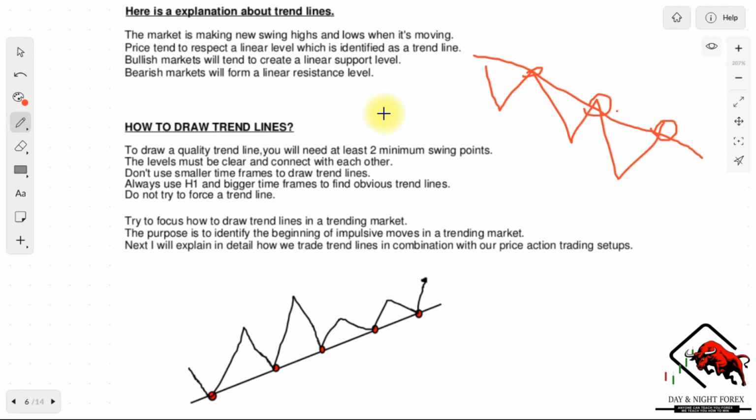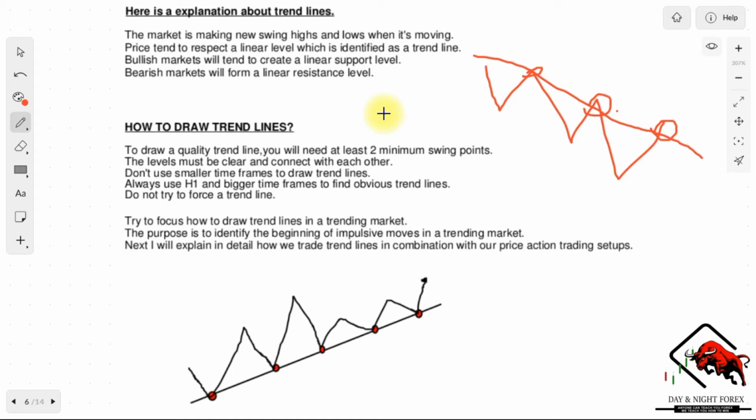So how do we draw trend lines? To draw a quality trend line, you will need at least 2 minimum swing points. As I've been stressing throughout this whole course, it's very, very important that you have at least 2 minimum swing points. So the levels must be clear and connect with each other. Don't use smaller time frames to draw trend lines. Always use H1, the 1 hour, and bigger time frames to find obvious trend lines. Do not try to force a trend line. Very, very key: do not try to force a trend line. Try to focus on how to draw trend lines in a trending market.